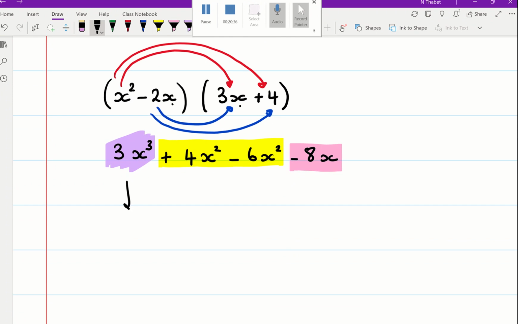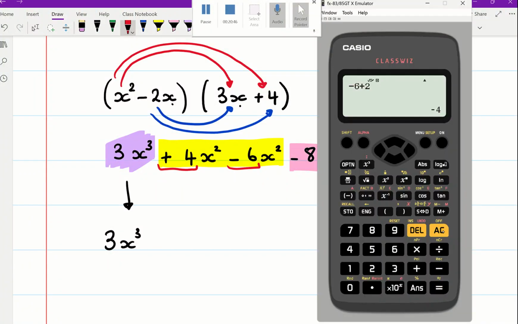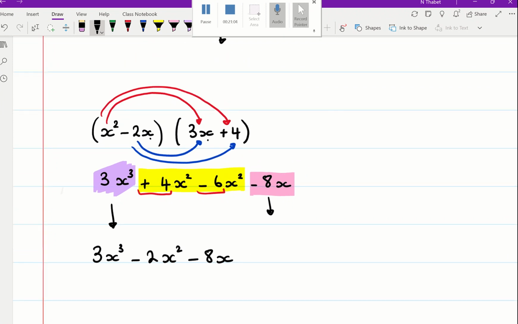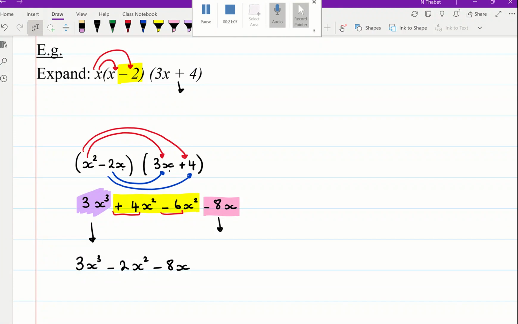So my final answer is 3x cubed, and then I get my calculator and I type what I see, plus 4 minus 6. So plus 4 minus 6 gives me a negative 2x squared. Again, don't change the powers. The powers only change when we're multiplying. And then, of course, minus 8x. You will notice that there isn't a number on its own at the end. There's an x cubed, an x squared, and an x because of this x at the beginning. And this is the last example for multiplying triple brackets.